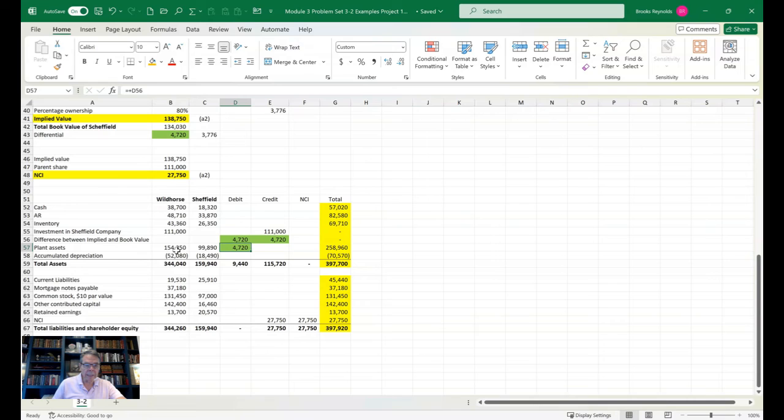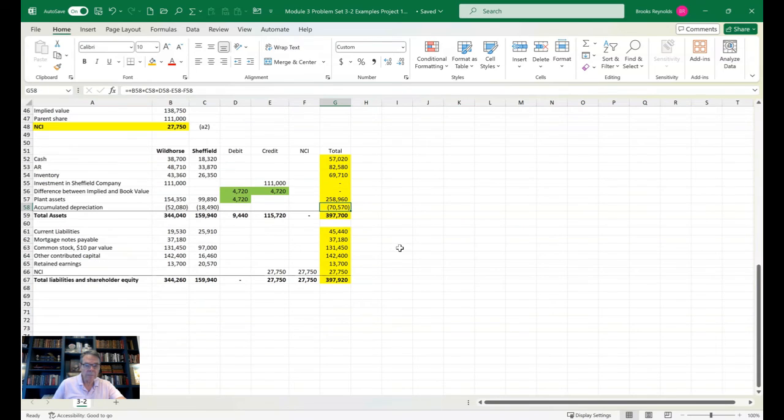So we're going to add the plant assets for Wild Horse, Sheffield, and the debit. And so plant assets is going to be 258,960. Accumulated depreciation is going to be the total here of 7570. And then here, all we're doing is adding this, and we're going to be adding the NCI portion, and that should be it.